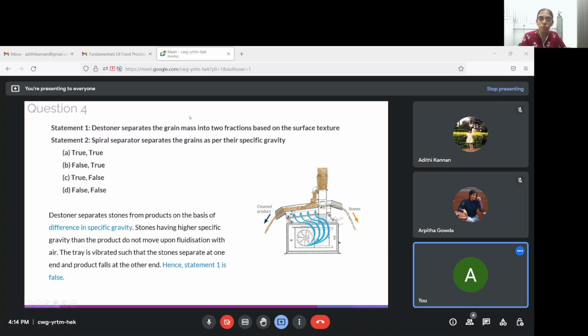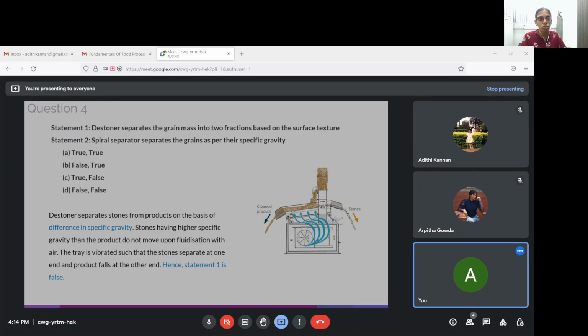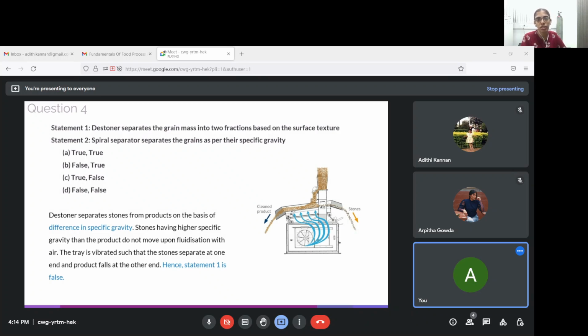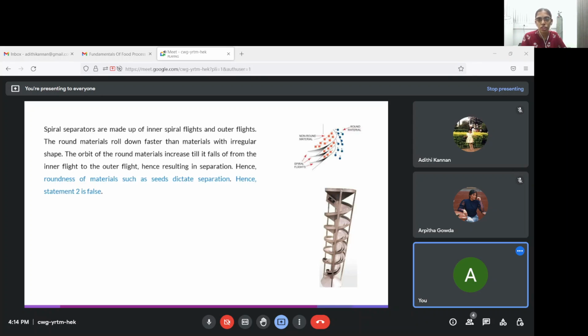So the destoner separates the grain mass into two fractions based on the specific gravity, that is the weight of the particles, rather than the surface texture. So statement 1 is false. Now statement 2 is that a spiral separator separates the grains as per the specific gravity. So what happens in a spiral separator is that spiral separators look like this.